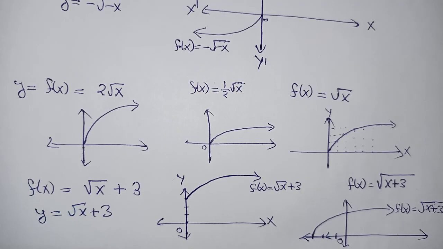So you can observe all graphs by shifting, by scaling up, by rotating, by taking a negative sign, changing directions. All are like this. So you can transform any graph by just observing these conditions that we have discussed.